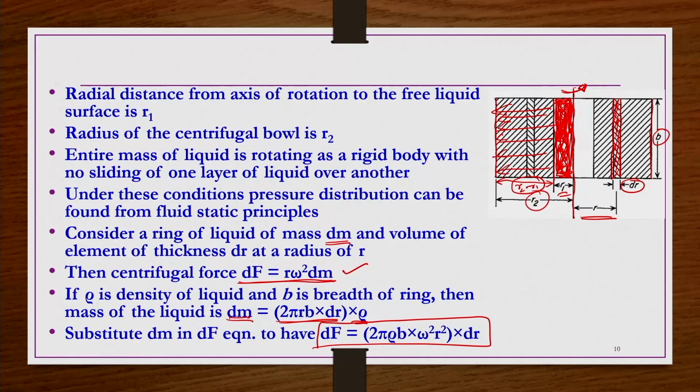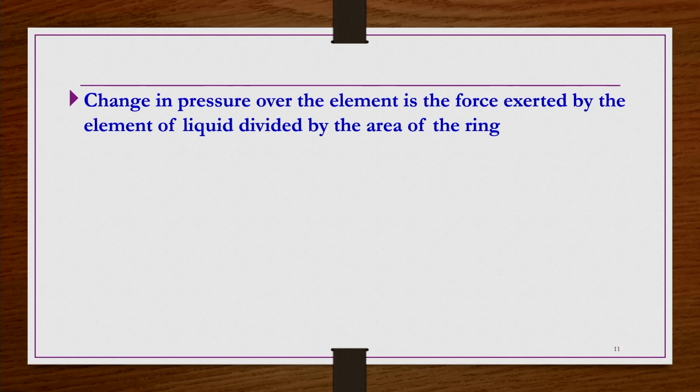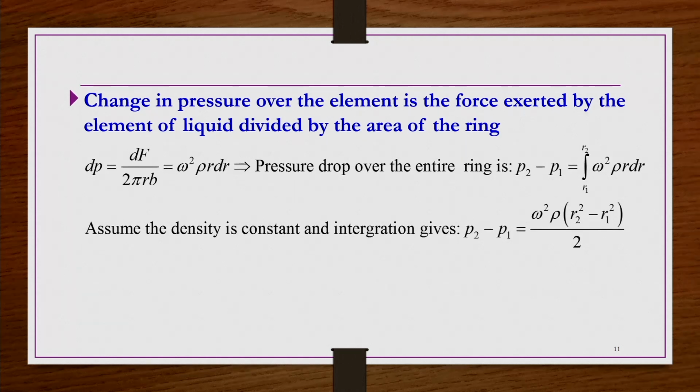Now, the force is there. If you divide by the area, then you will get the pressure. So, the pressure due to the centrifugal force you can obtain now. The change in pressure over the element is the force exerted by the element of liquid divided by the area of the ring, and then we will get dP.